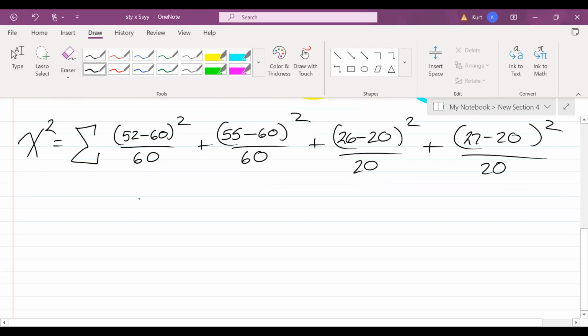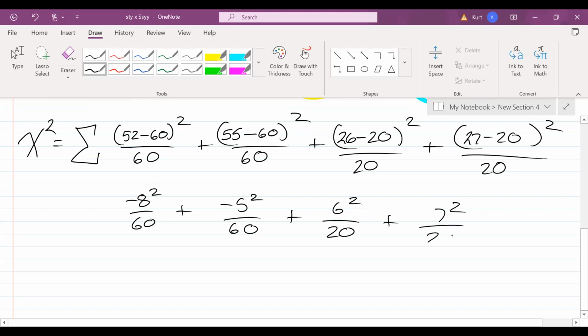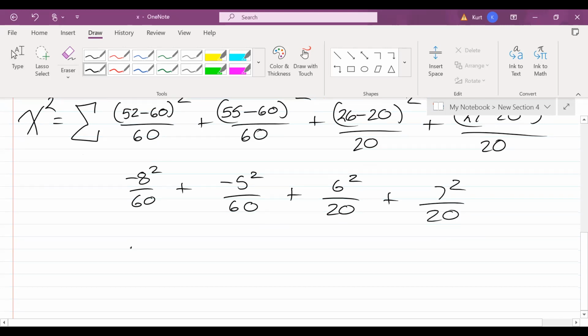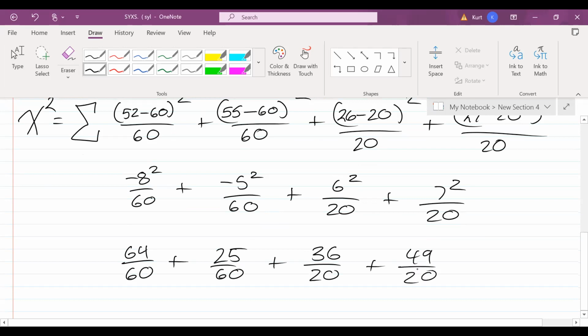52 minus 60 is going to be negative 8 squared over 60. 55 minus 60 is going to be negative 5 squared over 60. 26 minus 20 is going to be 6 squared over 20. And 27 minus 20 is going to be 7 squared over 20. Negative 8 squared is 64 over 60. Negative 5 squared is 25 over 60. 6 squared is 36 over 20. And 7 squared is 49 over 20.